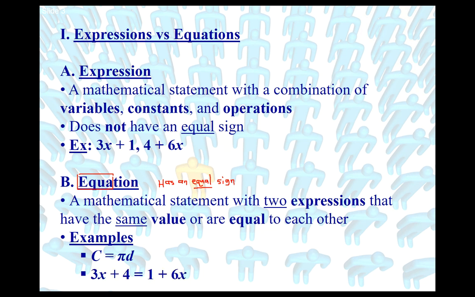Here's another example of a mathematical equation: 3x plus 4 is equal to 1 plus 6x. Again, we have the equal sign, which means it's an equation. The other way we define it is a mathematical statement with two expressions that are equal to each other. Look right here, 3x plus 4, that's one expression. We could call that EX1 for expression 1. And then 1 plus 6x, that's another expression, so we could call that EX2 for expression 2. If we have two expressions that are equal to each other, that is also a mathematical equation.